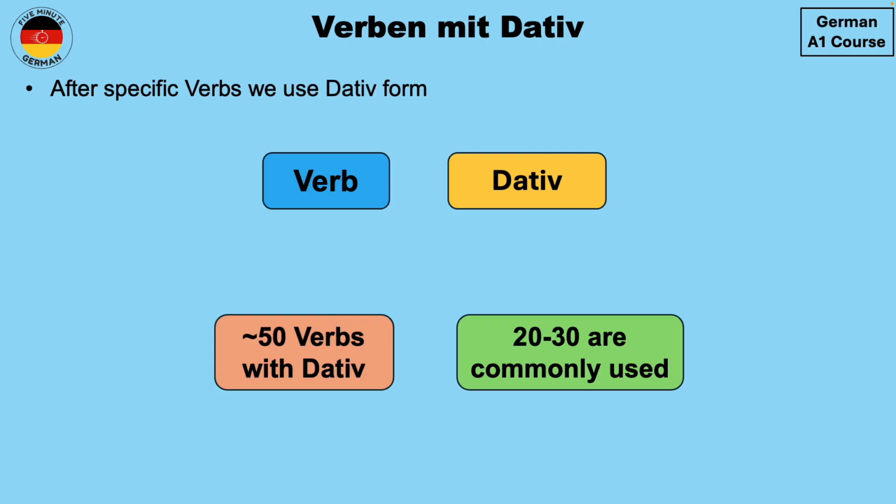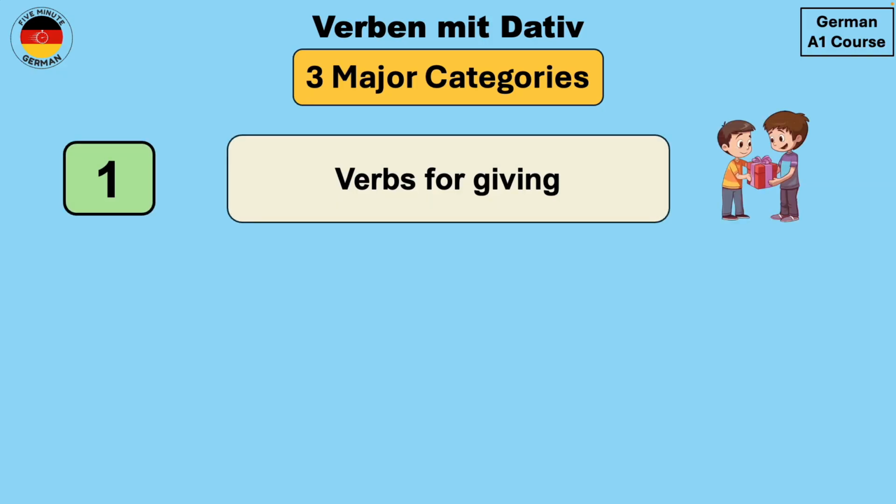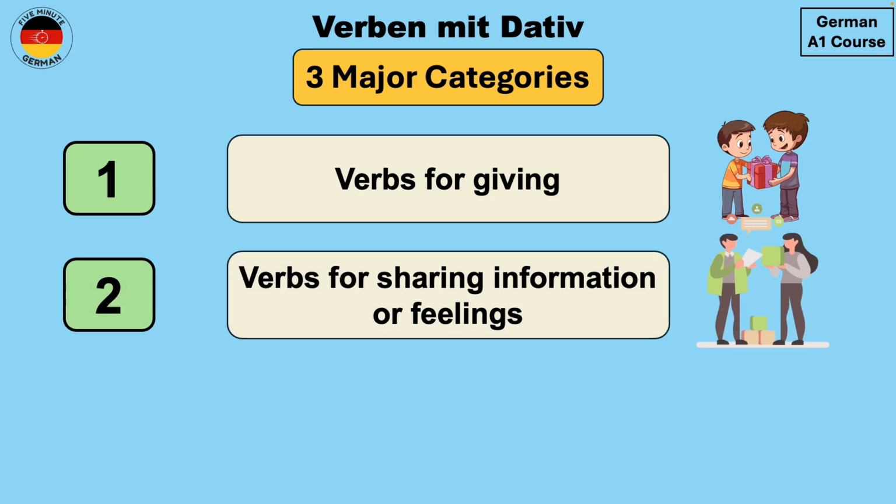So these verbs can be divided into three major categories. The first one is the verbs for giving, which usually require the dative form after them. The second is the verbs for sharing information or feelings.